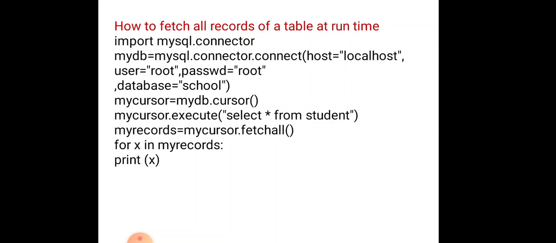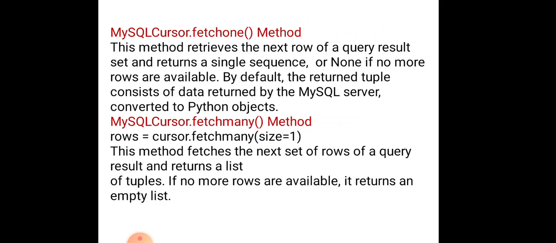So we write myRecords equals myCursor. Here we are taking a variable myRecords. After fetching the rows, we are storing them in the myRecords variable. So myRecords equals myCursor.fetchall, and as we are fetching all the rows, we are using a loop here. For x in myRecords, print x. So the fetchall method will return all the rows from the result set in the form of a tuple containing the records.